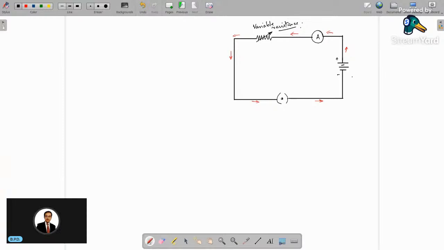We want to understand the behavior of magnetic field due to a straight current carrying conductor.